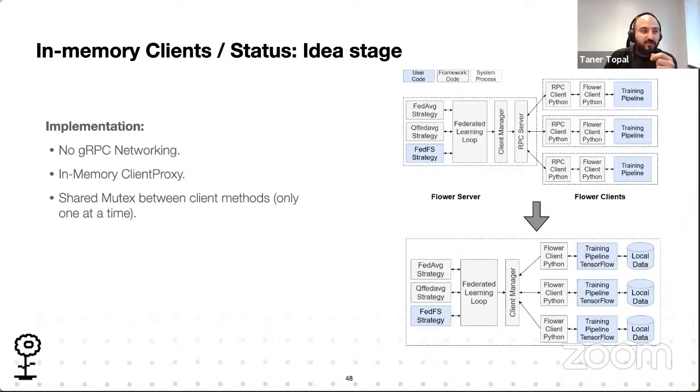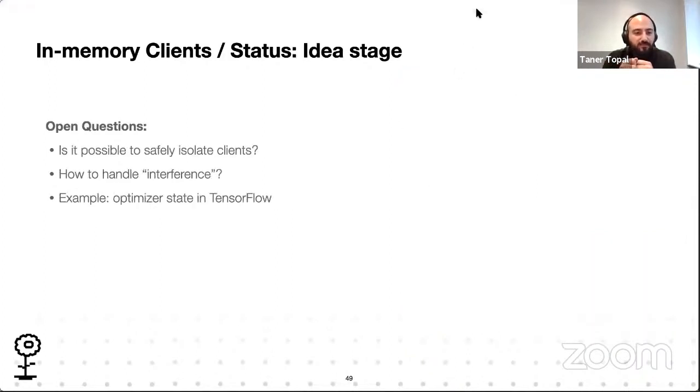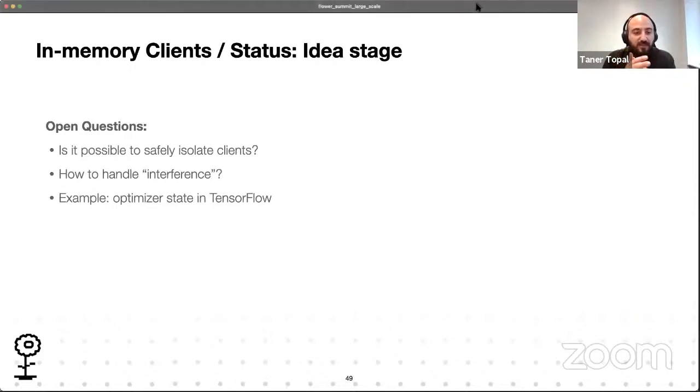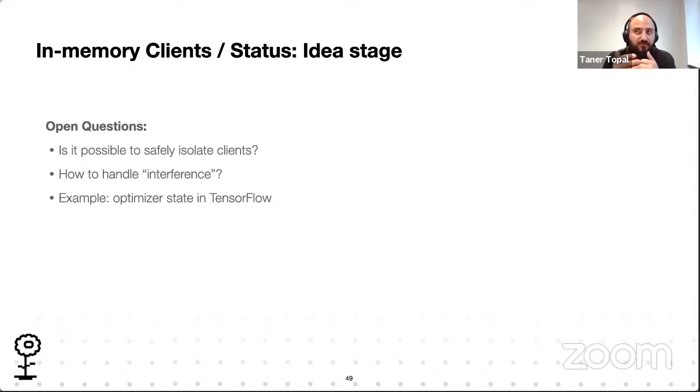But we also see some issues with this approach. The issues are, if you don't have these process barriers between the clients and the server and between the clients themselves, how do you ensure that, for example, highly complex frameworks like TensorFlow or PyTorch don't interfere with each other?